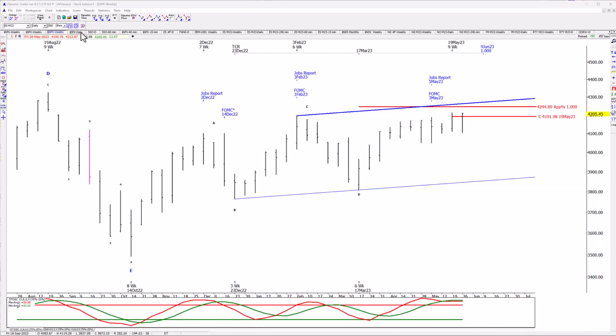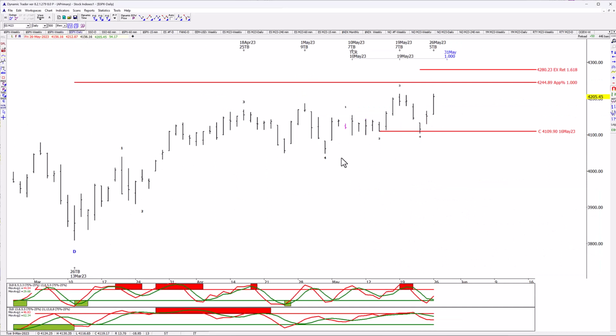Well, the SPX never made that reversal. So here we are in early May. This was that week of the Fed announcement right here. This is daily data, of course. Came up sideways for almost 2 weeks, and then we came to a new high.